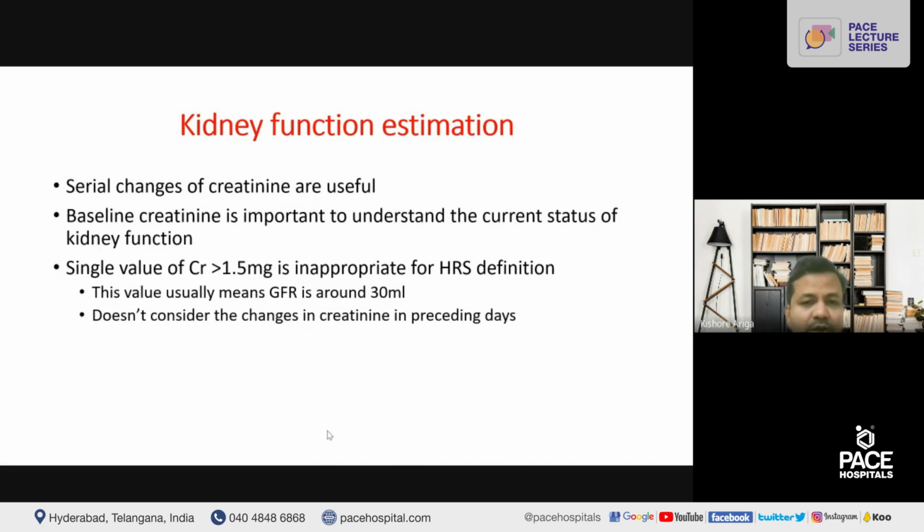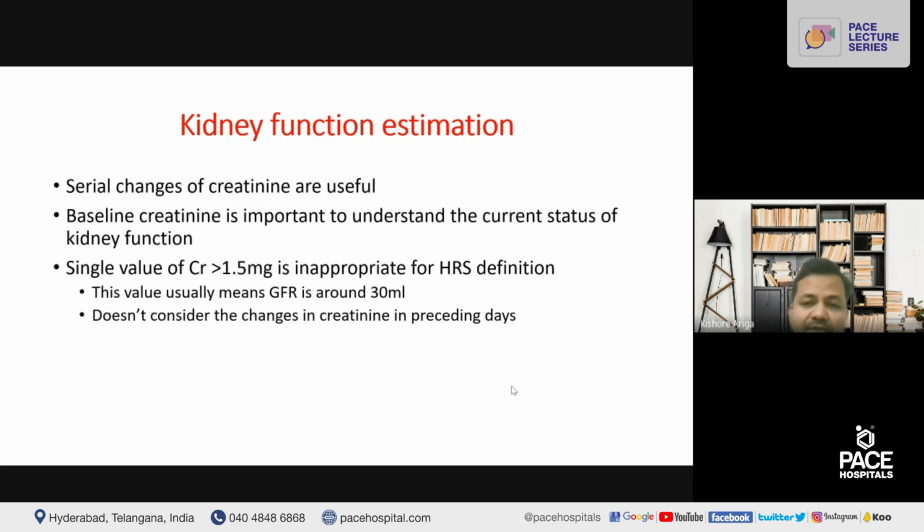So does it mean we should not use creatinine? No, because creatinine is the only practical biomarker for kidney function estimation which we can use. There are other markers also like cystatin C, but their availability is not very wide, they are costly, and there are not many studies in relation to HRS. So the baseline creatinine is very important to understand the current status of kidney function in these patients. Ideally, if the kidney function is normal in a patient with cirrhosis, the creatinine level is usually around 0.5 to 0.6. So even a creatinine of 1 milligram will be significant in these patients.